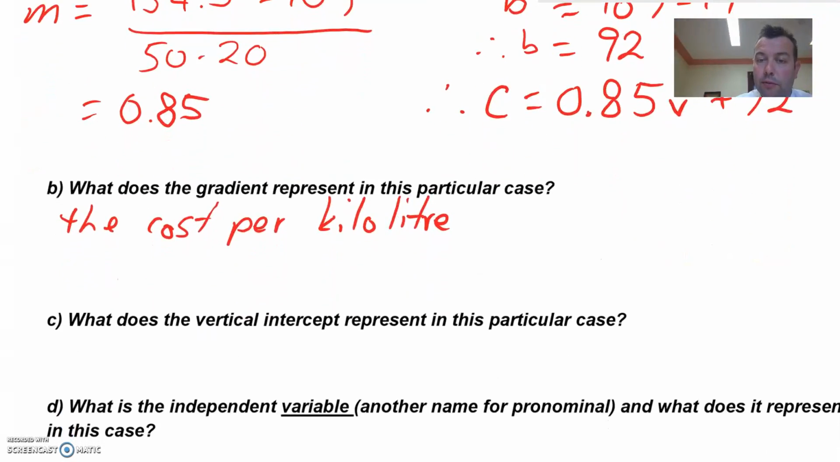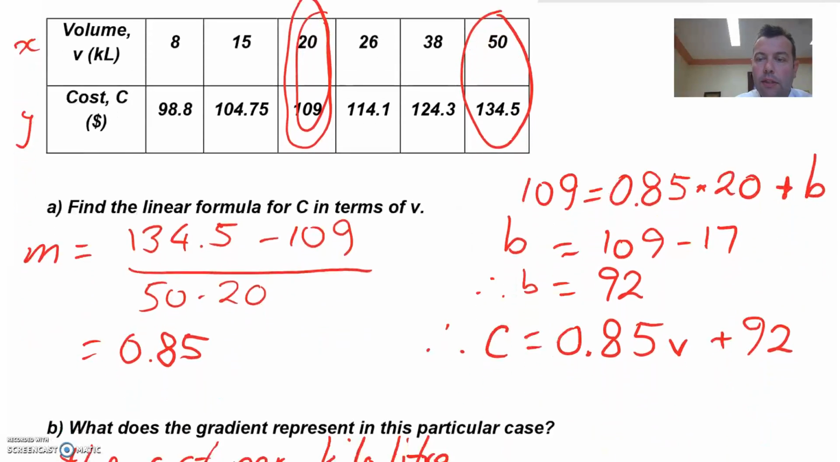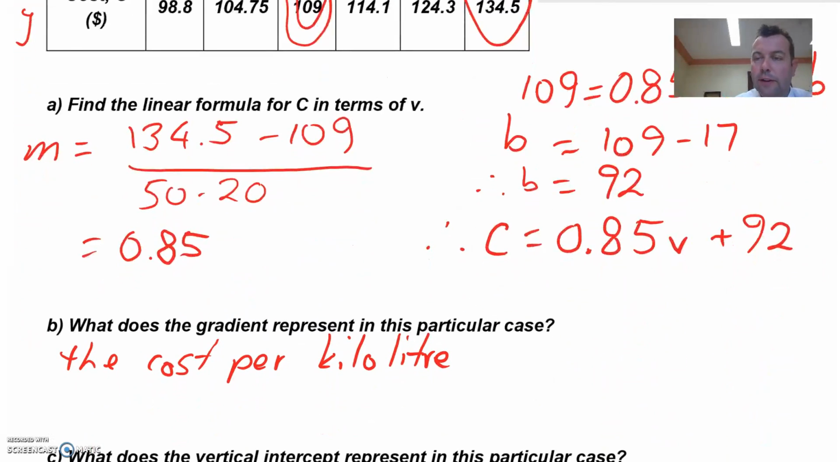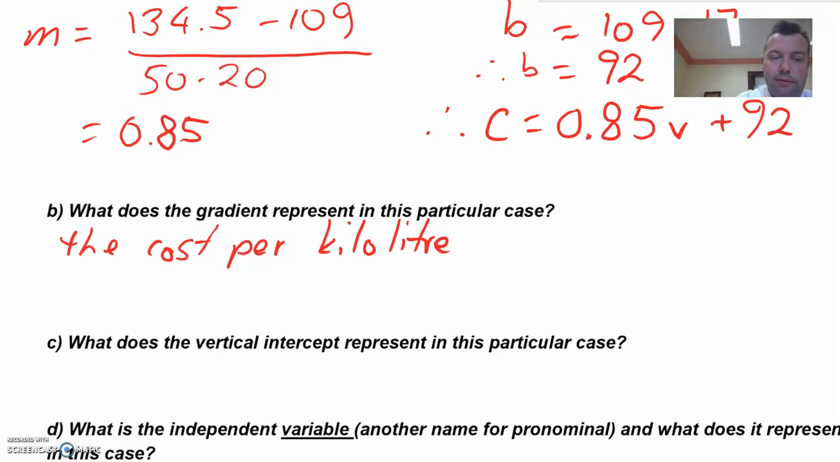What does the vertical intercept represent in this particular case? Well, the vertical intercept is 92. That means if I use no litres of water, it still costs me $92. That's like a service fee or a connection fee. Or we could call that a fixed initial cost. That sounds pretty good.